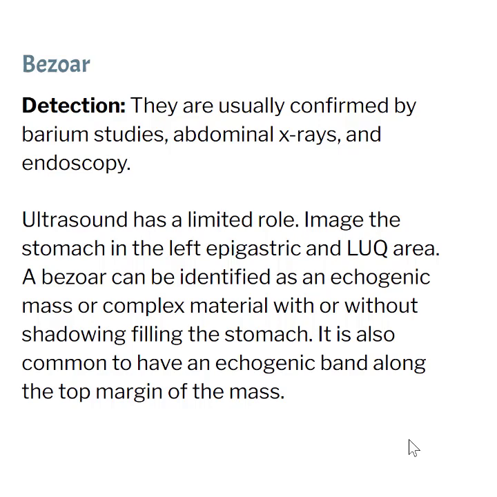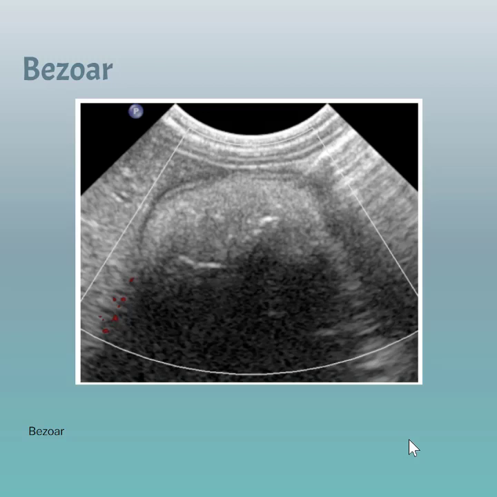Typically they're going to have a very strong echogenic band along the top, and then it'll be kind of just nothing but shadow behind it. So here's an example of a Bezoar. Again, we can see pretty good margins here. We can see that kind of anterior surface of the Bezoar and then just shadow behind it. We are not going to be able to definitively diagnose Bezoars based on ultrasound.